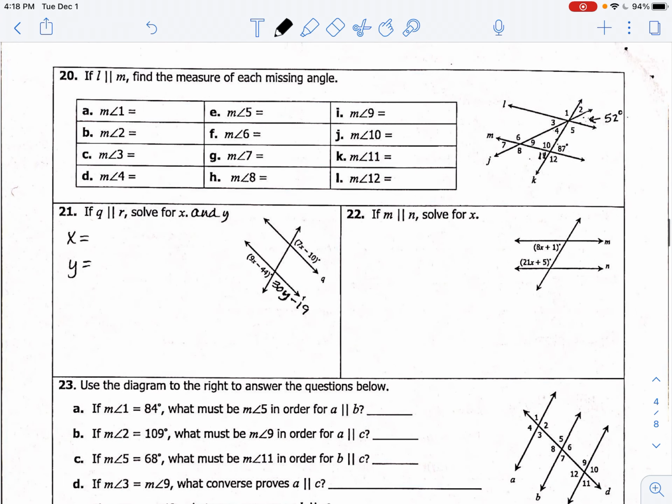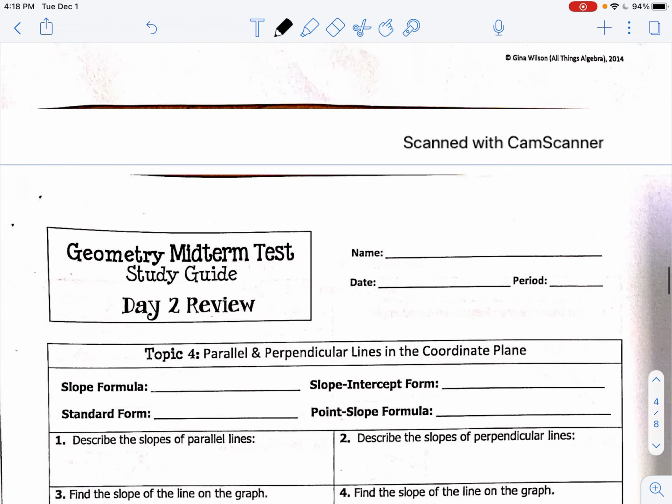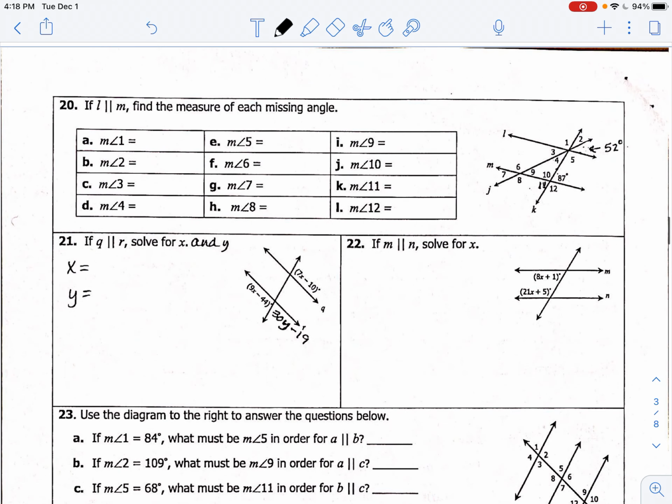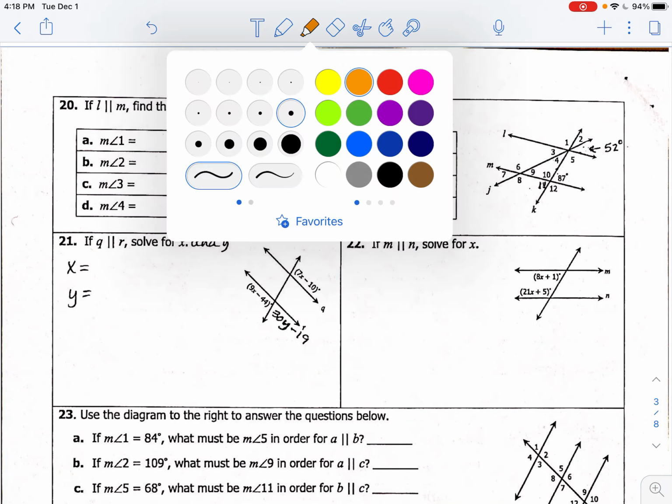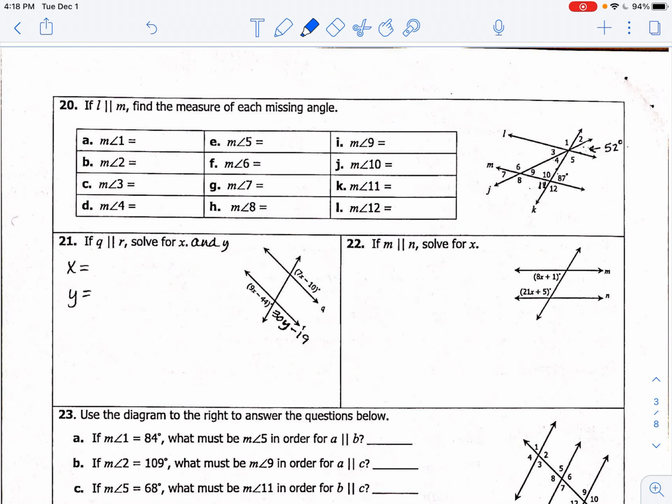All right, number 20. My goodness, this review goes forever. Measure of angle 1, if L and M are parallel. Okay, so that's important when we're looking at angles. L and M are parallel.